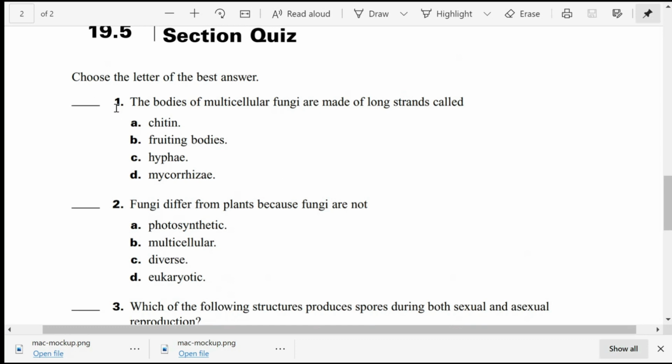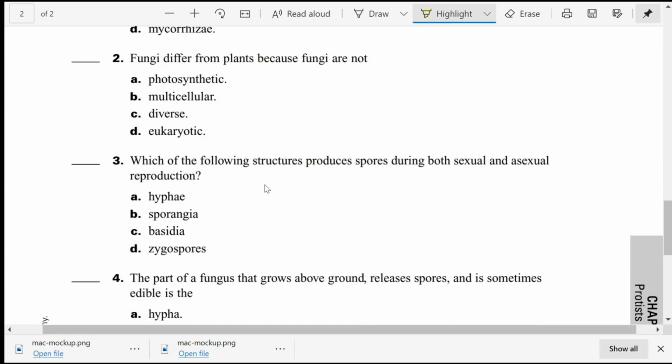Number one, the bodies of multicellular fungi are made up of long strands that are known as... Think about the answer. I hear you saying C, which is hyphae. That's correct.